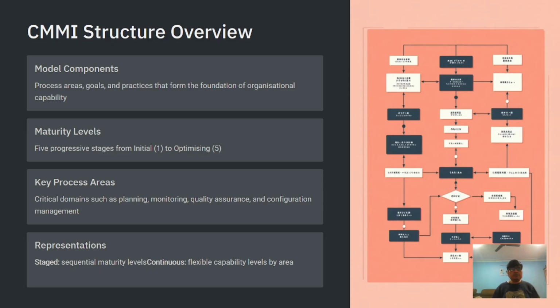What are the key process areas? Critical domains such as planning, monitoring, quality assurance, configuration management. These are the key process areas of the organization where the CMMI level suggests improvement plans and improvement ways. Representation is nothing but the sequential maturity levels. This is the staged representation level. The continuous representation level is a flexible capabilities level by area.